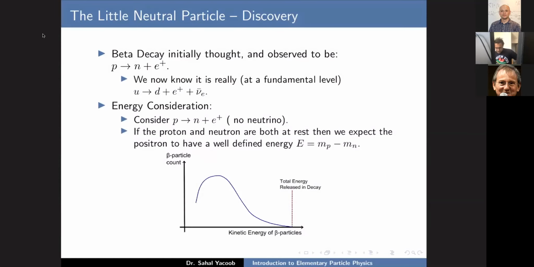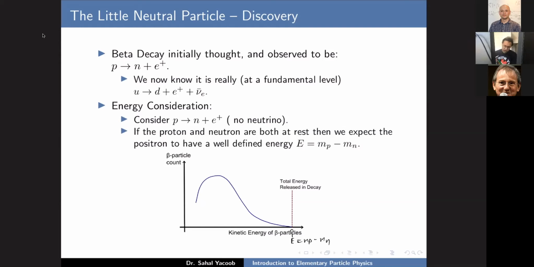So if we look at the energy consideration, what we would expect to see is a spike here at E equal to Mp minus Mn. So we'd expect a delta function there. What we actually measure is, as a function of energy, there's a continuum of the positron energy. And a way to account for this is that there is another particle in the decay that's carrying some of the energy away. And this was basically the beginnings of the idea of there being a neutral particle also being emitted in beta decay, and it's weakly interacting, so it's very hard to detect.